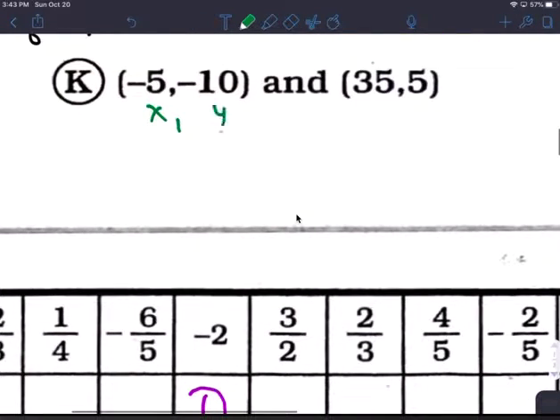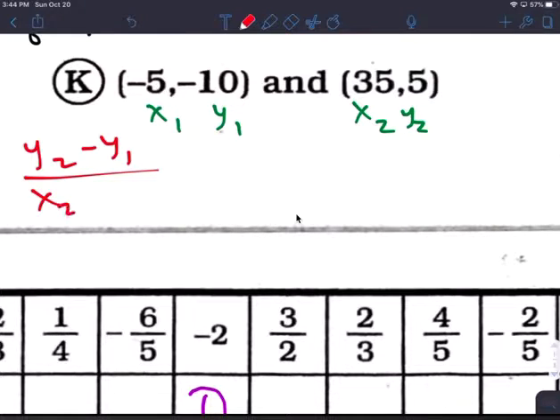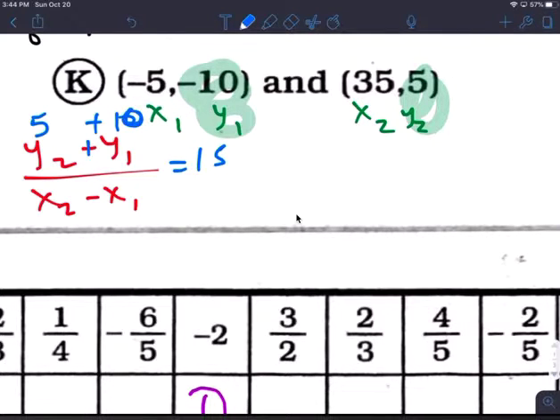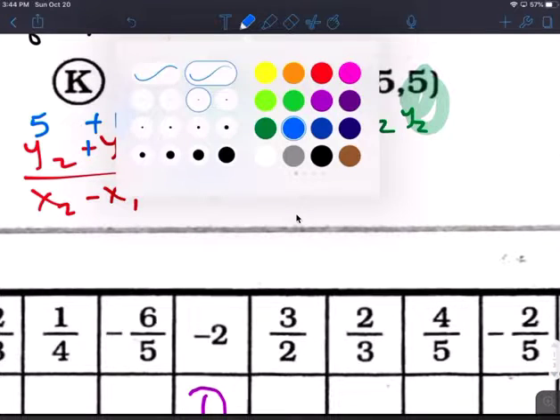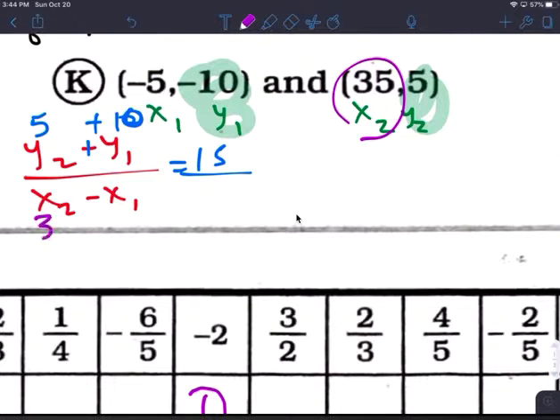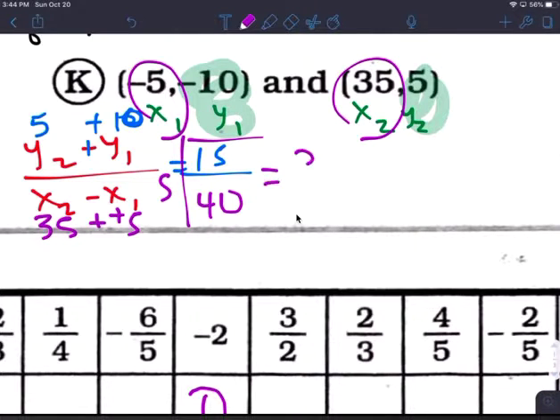So x sub 1, y sub 1, x sub 2, y sub 2. The formula is y sub 2 minus y sub 1 over x sub 2 minus x sub 1. Y sub 2 is 5, y sub 1 is negative 10. 5 minus a negative 10, plus plus, that's 15, over x sub 2, which is 35, minus x sub 1, negative 5, 40. Divide by 5, it is 3 over 8.